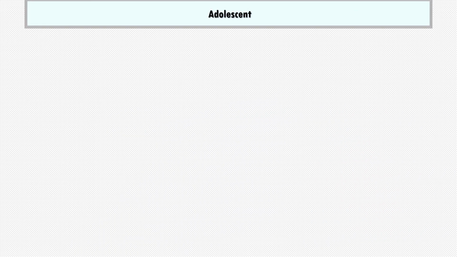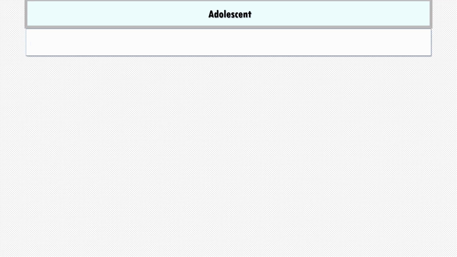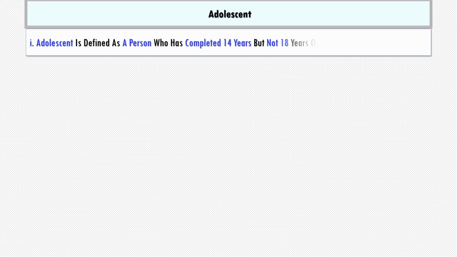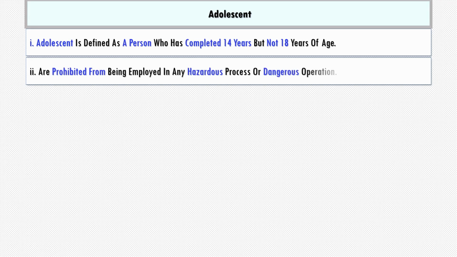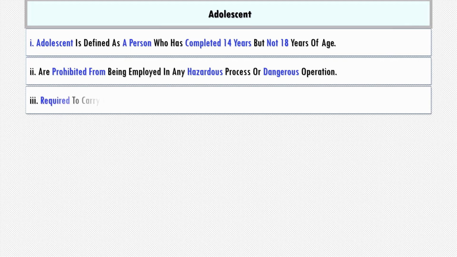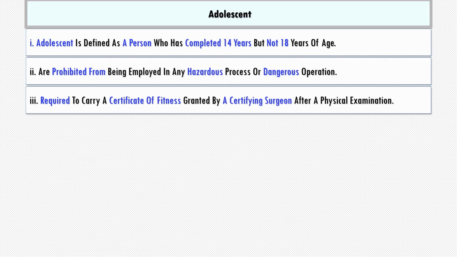Certain special provisions in respect of employment of young persons or adolescents. An adolescent is defined as a person who has completed 14 years but not 18 years of age. Adolescents are prohibited from being employed in any hazardous process or dangerous operation, and are required to carry a certificate of fitness granted by a certifying surgeon after a physical examination.